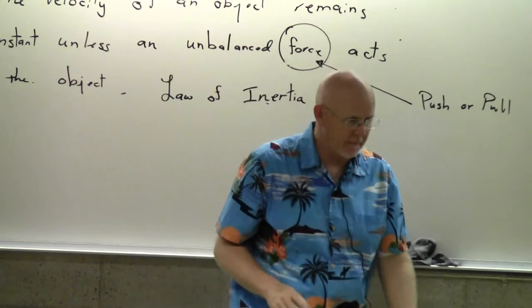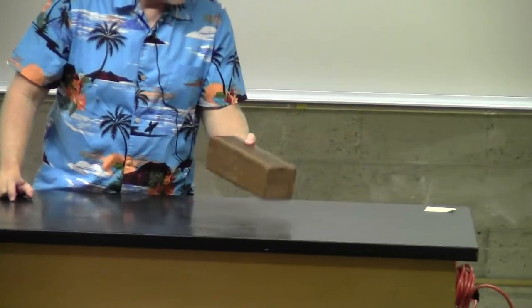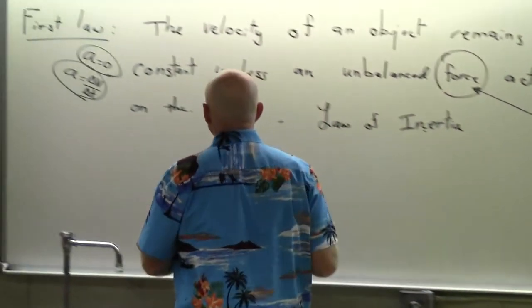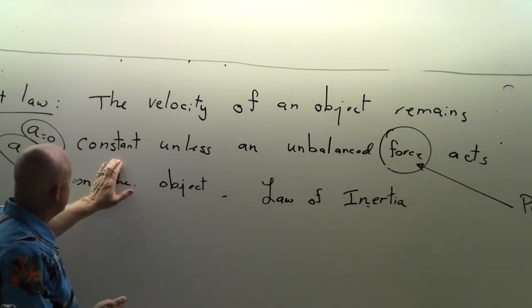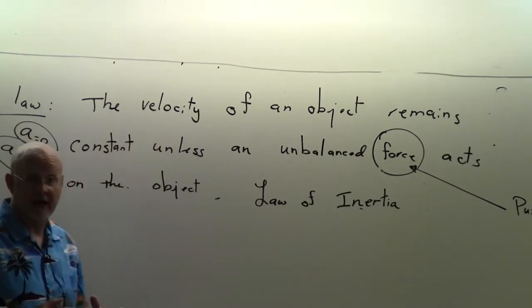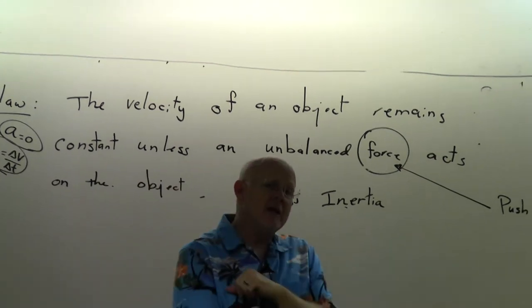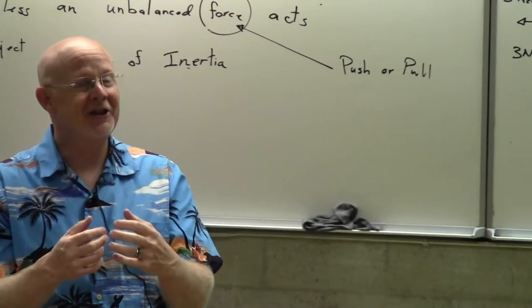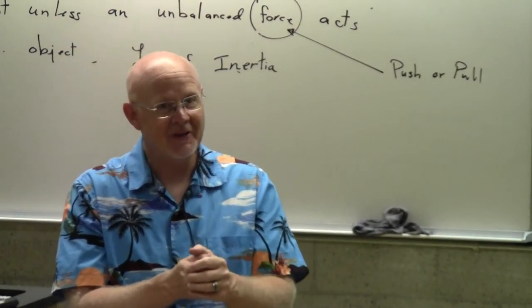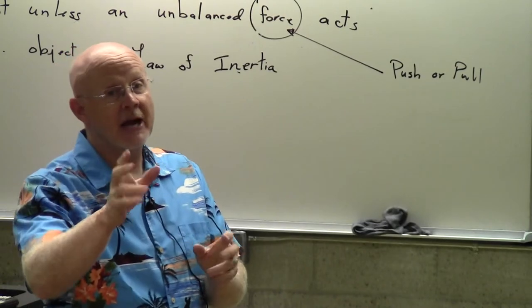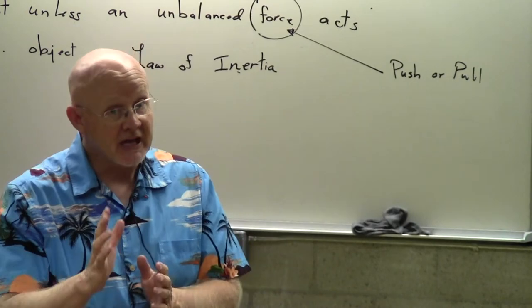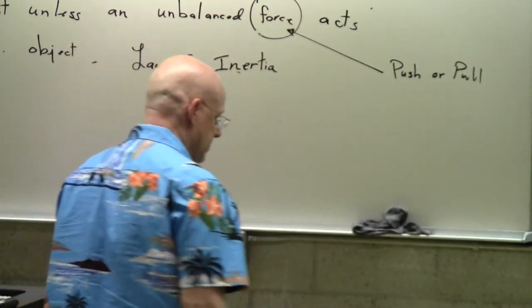Well, let me show you more about them, because I think a little bit harder to comprehend is not the ones that are at rest and want to stay there. Again, let me point out, notice this does not say the velocity is zero. This just says a constant velocity. So this would mean something that is already moving would continue to move with that same velocity. Now remember last chapter, velocity is both magnitude and direction. So the same speed and the same direction unless acted upon by a force.